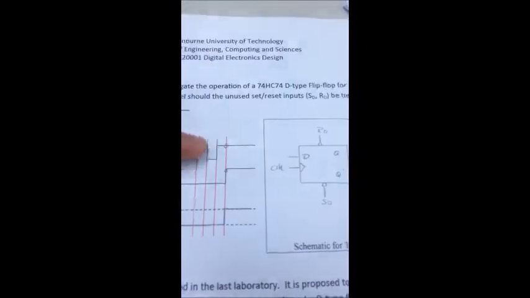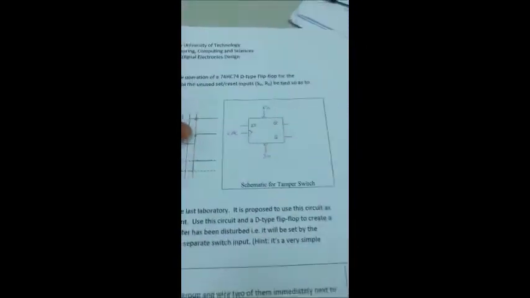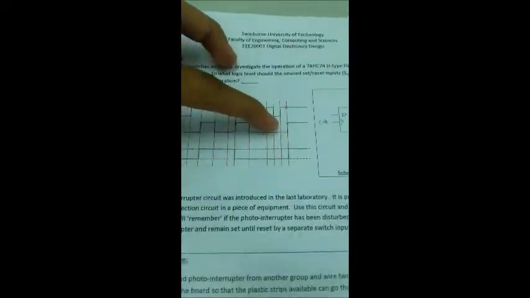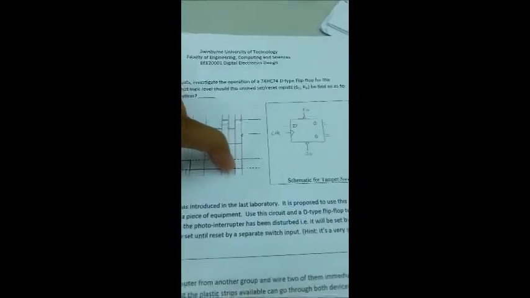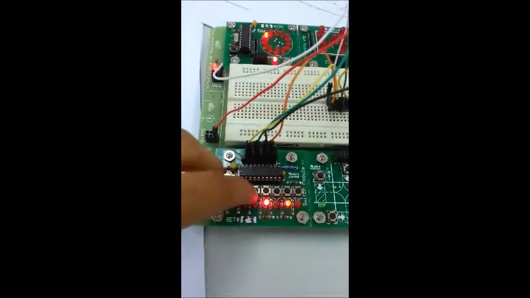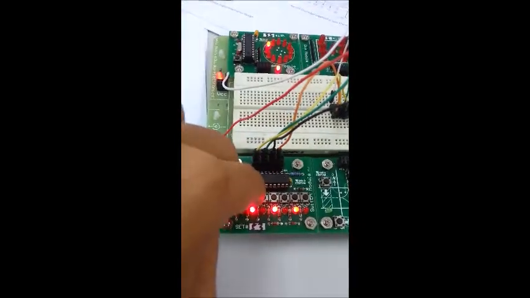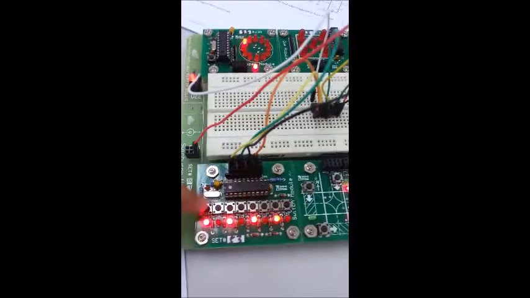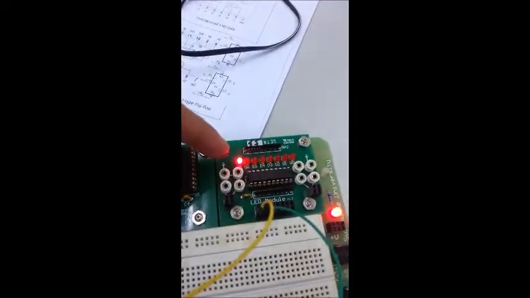So lastly, at this graph here, let's try it out again. When both D and clock are 1, the output Q should be 1 as well. There you go. D 1 and clock 1. The output Q will be 1 as well.